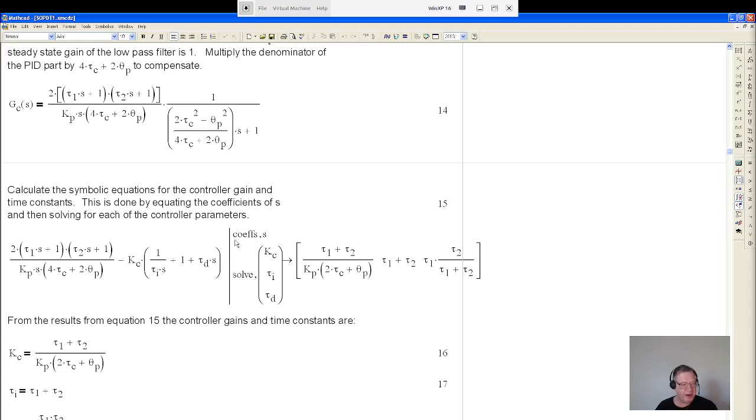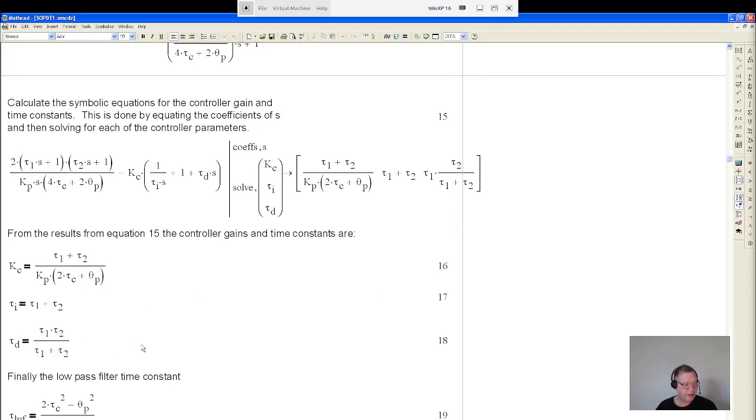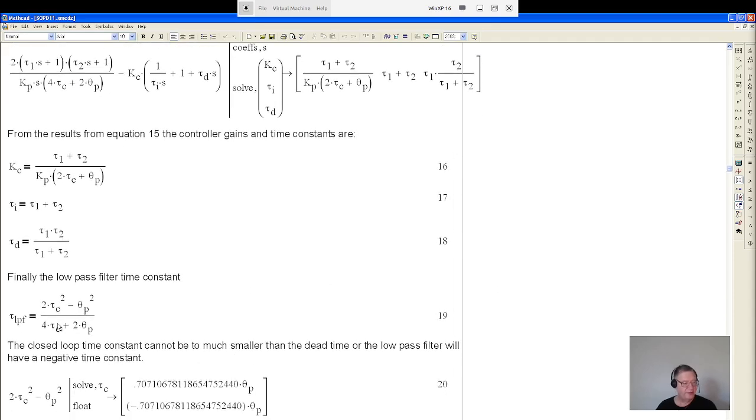The three equations are powers of S. So what I'm first doing is I figure out the coefficient for each power of S, and then I solve. What I get is the controller gain is this term. This is the controller integrator's time constant, and this is the derivative time constant. Here I write them out just to look pretty, and also I write out the low pass filter time constant.